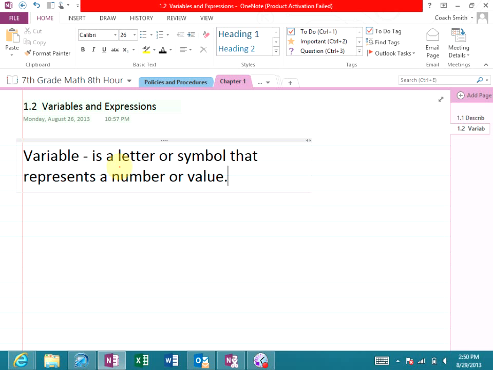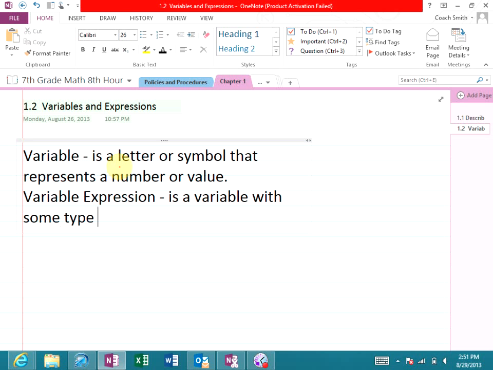Okay. Now, the next one we'll talk about is variable expression. Okay, a variable expression is a variable with some type of mathematical operation done to it.